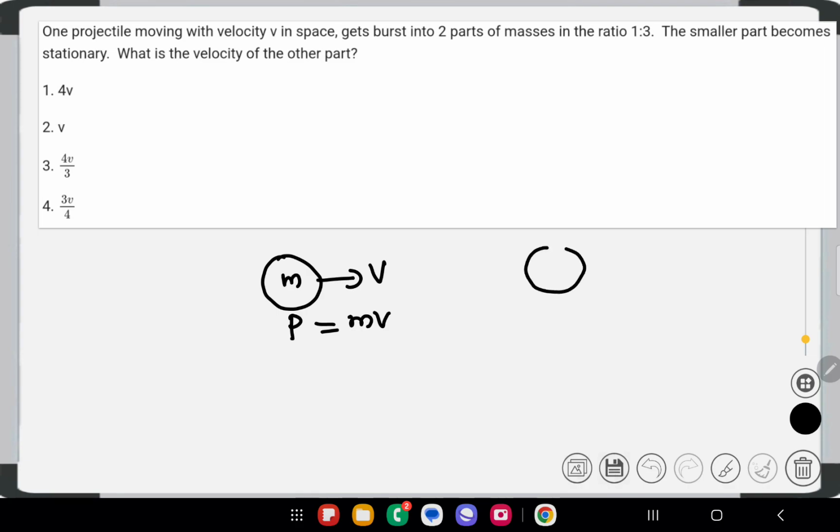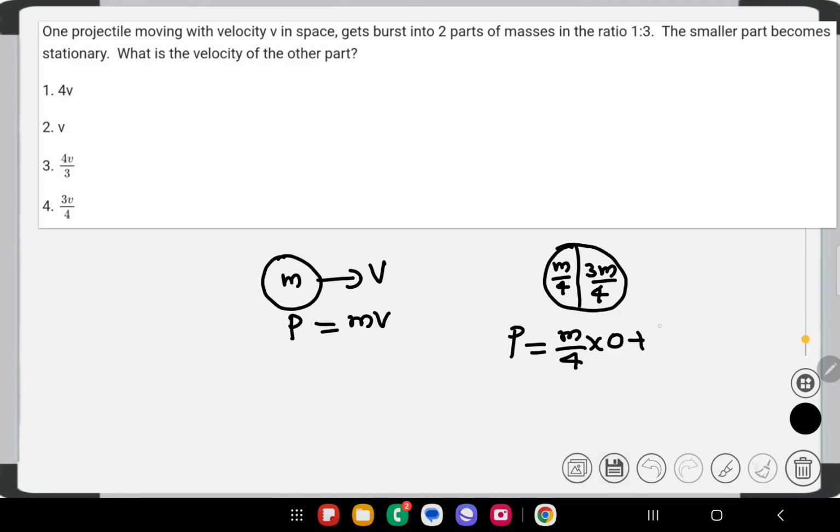And suddenly it is exploded into two parts having masses in the ratio 1:3. So masses split in the ratio 1:3. One mass is m by 4 and the second mass is 3m by 4. The smaller part becomes stationary, which means its momentum is m by 4 into 0. The speed of the smaller part is 0.